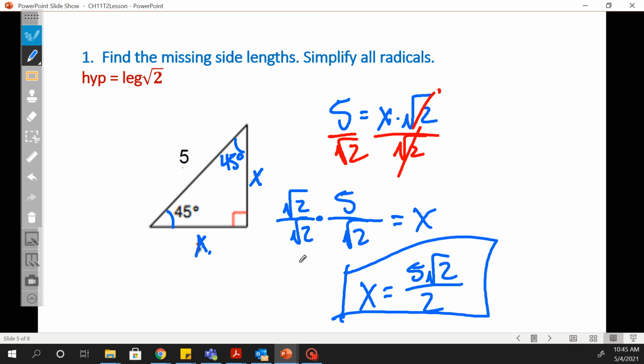So you always have to rationalize the denominator. Denominators have to be rational. You can't leave it as an irrational square root of 2 in the denominator. That's not okay.